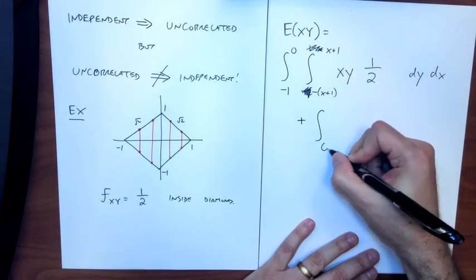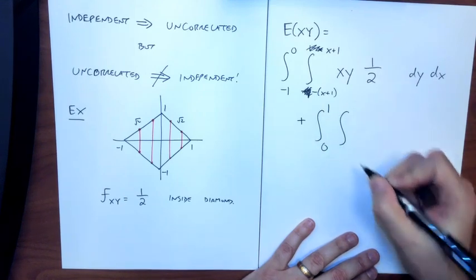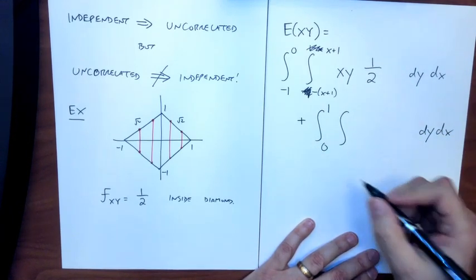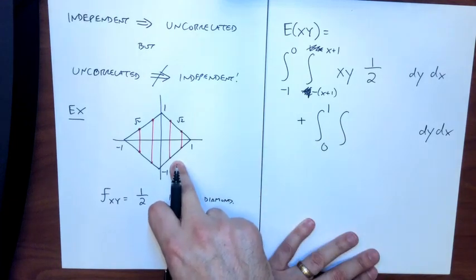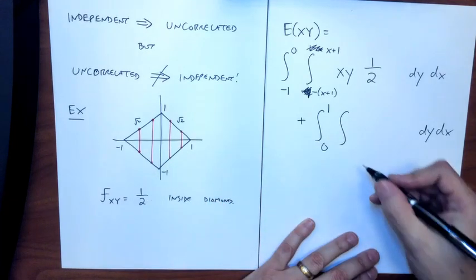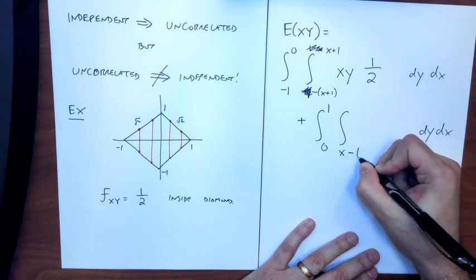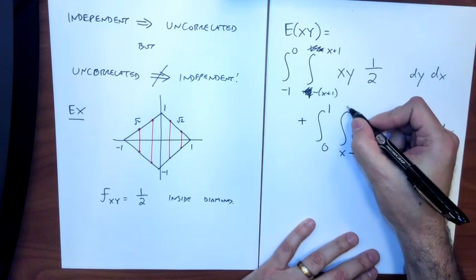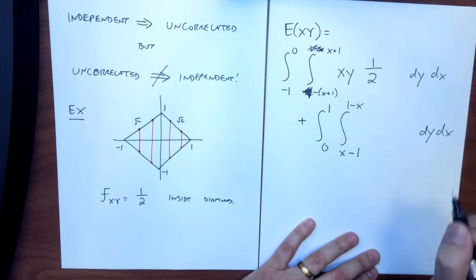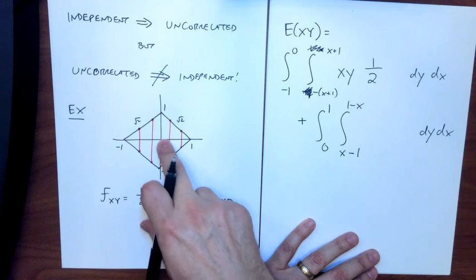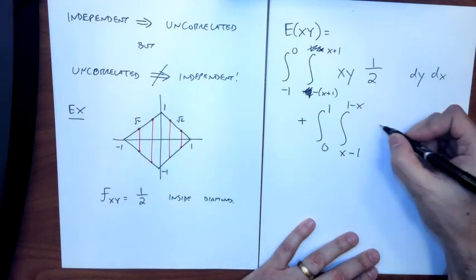The right-hand part, x is ranging from 0 to 1. y is ranging from, this line has a positive slope, so this must be x minus 1. And this goes to 1 minus x, right? So if I'm at 1, I get 0 to 0. If I'm at 0, I get minus 1 to 1. Everything is good.